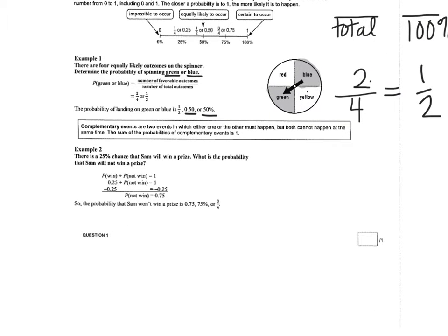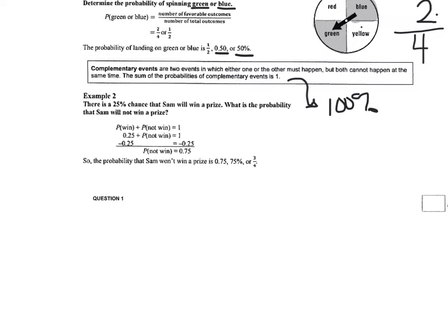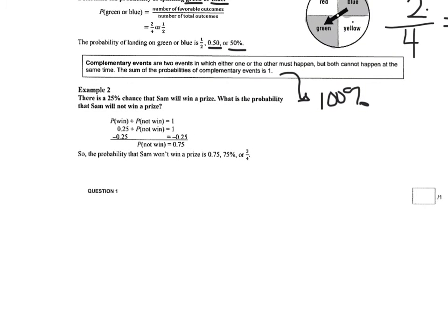When it talks about complementary events, 2 events in which either one must happen but cannot happen at the same time, the sum of the probabilities of complementary events is 1. So this is a lot like the 100%. You see this a lot with percentages. Like example 2, there is a 25% chance that Sam will win a prize. If we talk about percentages, the maximum percentage we can have would be 100.